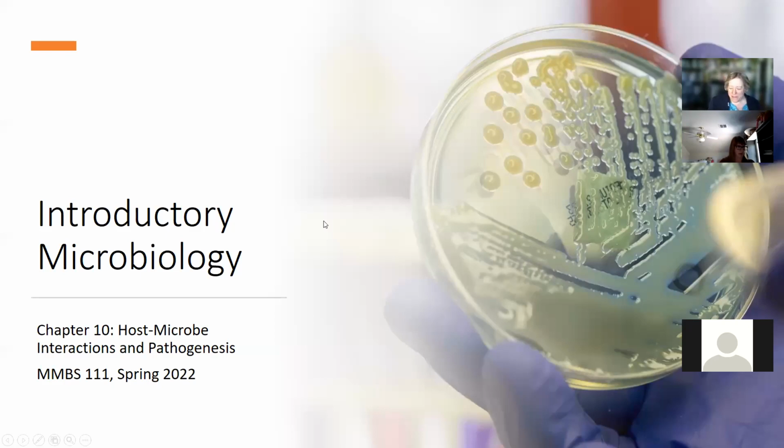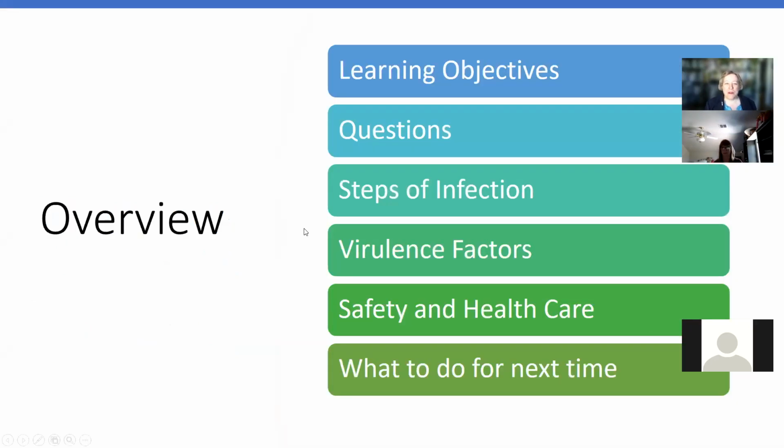Okay, so today we're going to be covering Chapter 10, host microbe interactions and pathogenesis. Let us go ahead and take a look at what we're going to be covering today. I'm going to go over the learning objectives, which remind us of what we're trying to get out of this chapter. I'll open it up to questions, then we'll go through the steps of infection, virulence factors, safety in healthcare, and then what to do for next time.